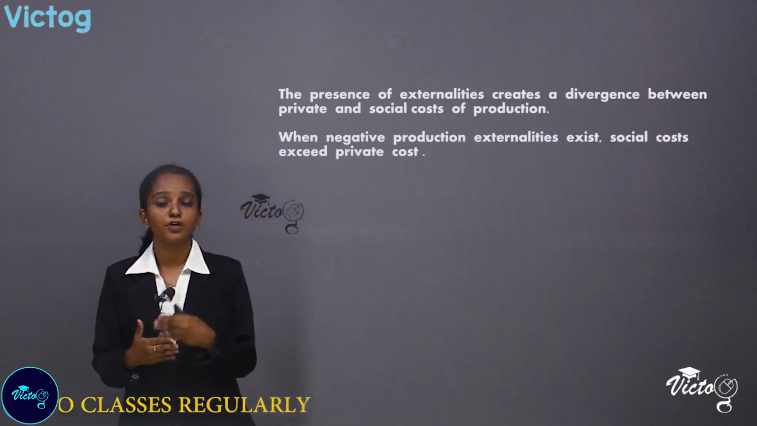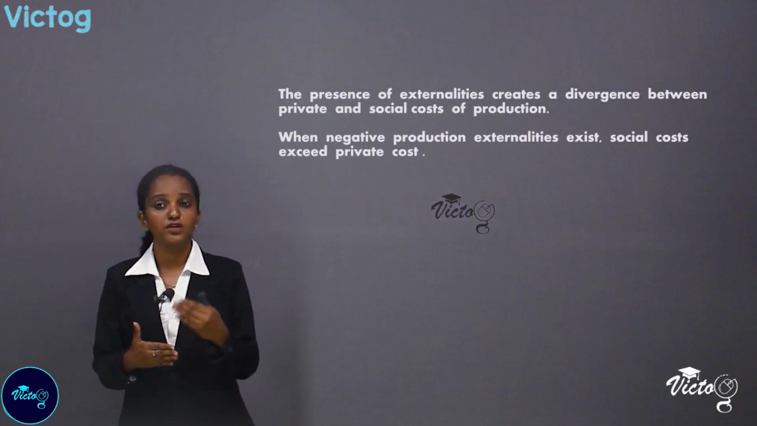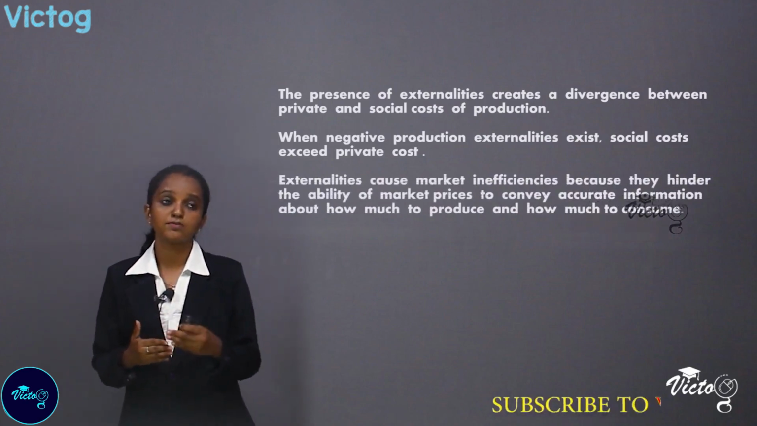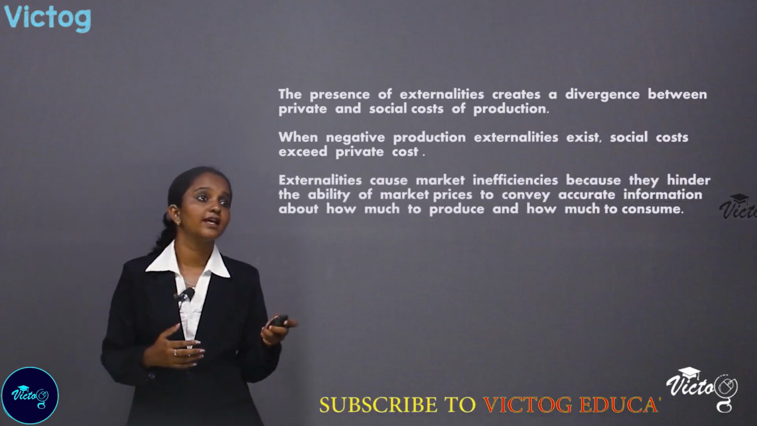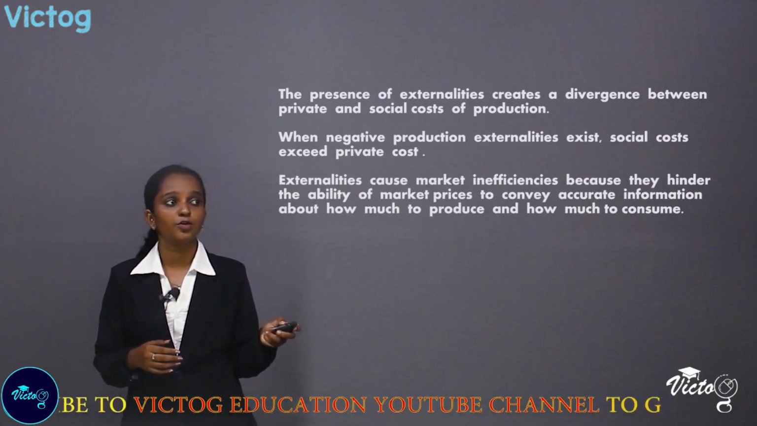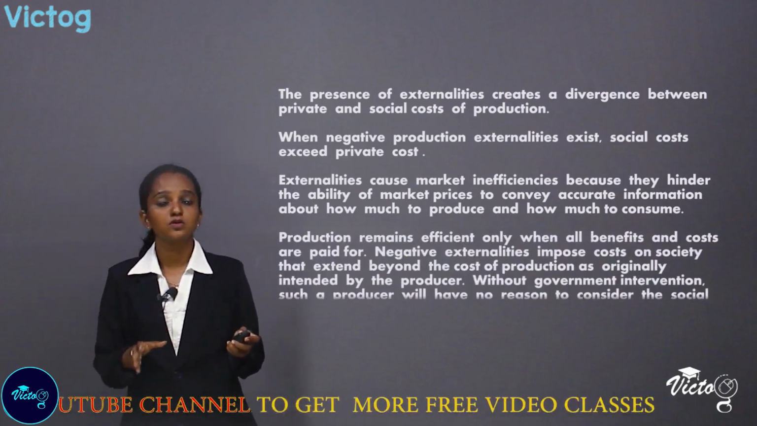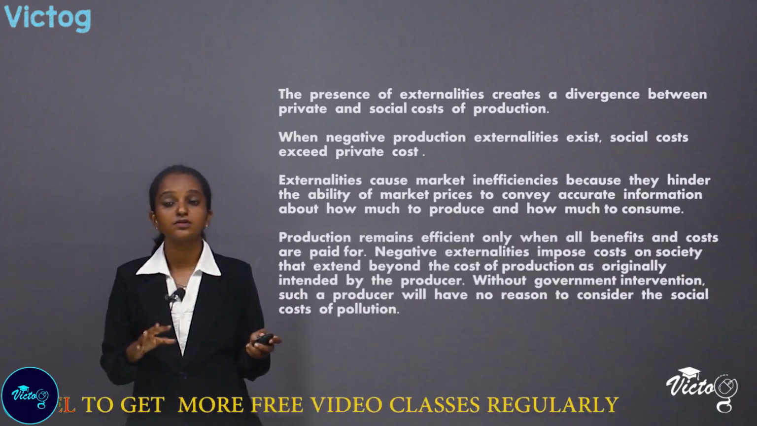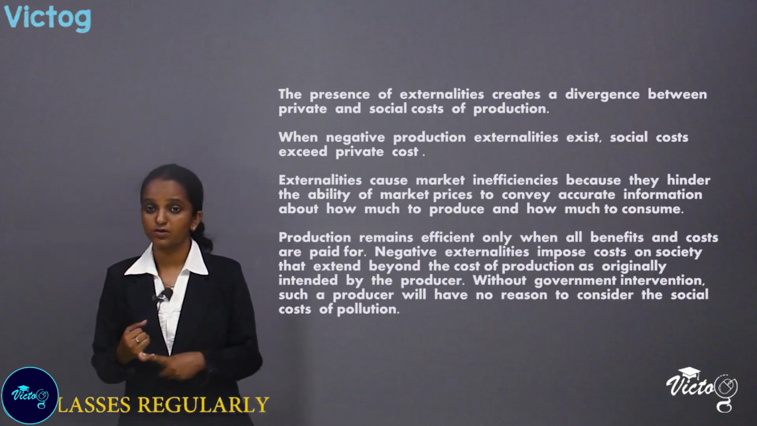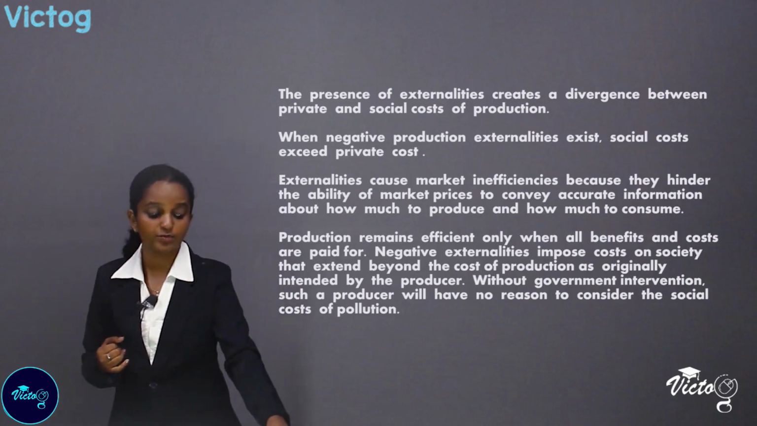When a negative production externality exists, the social cost will always be greater than the private cost. Externalities cause market inefficiencies because they hinder the ability of market prices to convey accurate information about how much to produce and how much to consume. So efficiency occurs only when all benefits and costs are actually paid for. A negative externality imposes a cost on society that extends beyond the cost of production as originally intended by the producer.